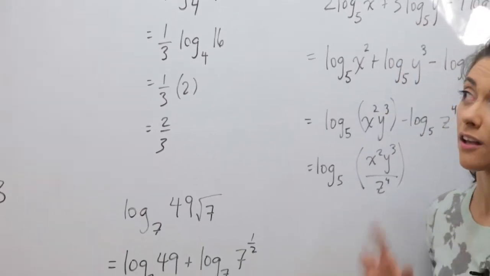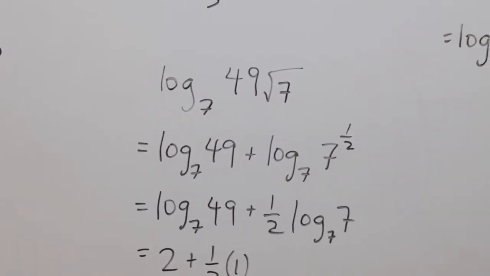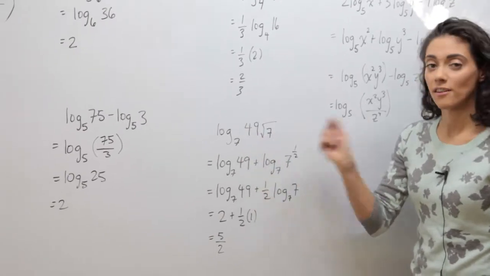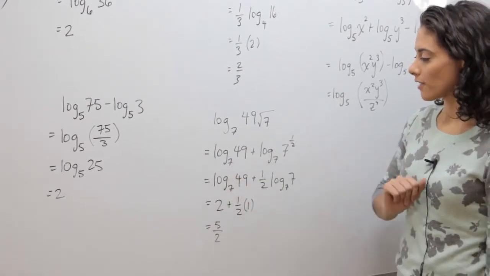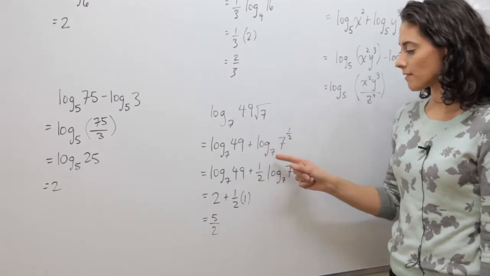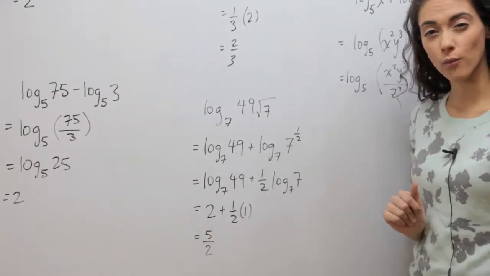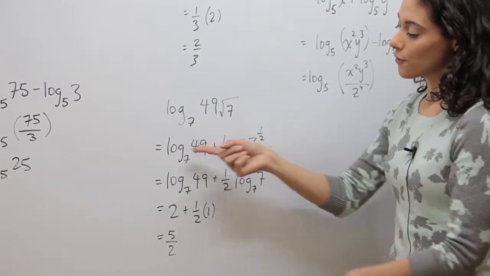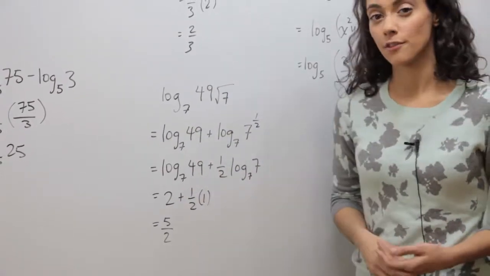We can also use the laws the other way. In this example, I have a single logarithm, and what I've done is I broke it apart into 2. This is not very nice. I don't want to deal with this number. Let's break this apart into log base 7 of 49 plus log base 7 of 7 to the 1/2, which we know is the same as the square root of 7. This was one argument, and I broke it apart into 2 logarithms with a common base. Now, each of these is much simpler to solve.